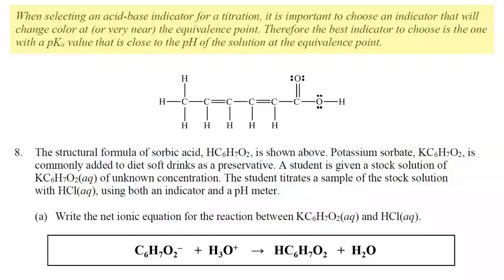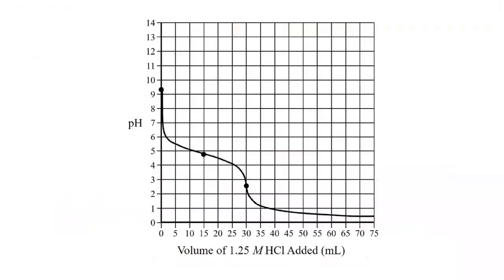Now let's move on to part B of this question. Here we are looking at the titration curve for this experiment in which a solution of potassium sorbate is titrated with a solution of 1.25 molar hydrochloric acid. And looking at the shape of this titration curve, we can see that there's that rapid decrease in pH that occurs after 30 milliliters of the titrant has been added. So that is the location of the equivalence point in this experiment based on that decrease in pH and the general shape of the curve.